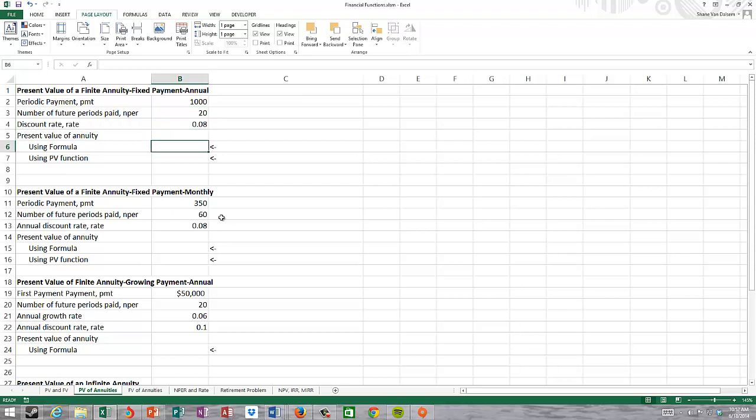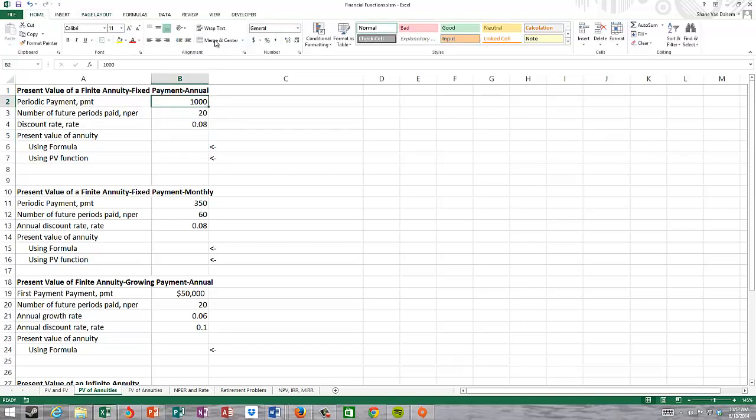So for our first example here, we're going to look at the present value of a finite annuity, fixed payment, and these are going to be annual payments. So I want to find out the present value if I'm going to make $1,000 payments for 20 years, paid at the end of the period. These are regular annuities, not annuity dues. And my discount rate is 8%.